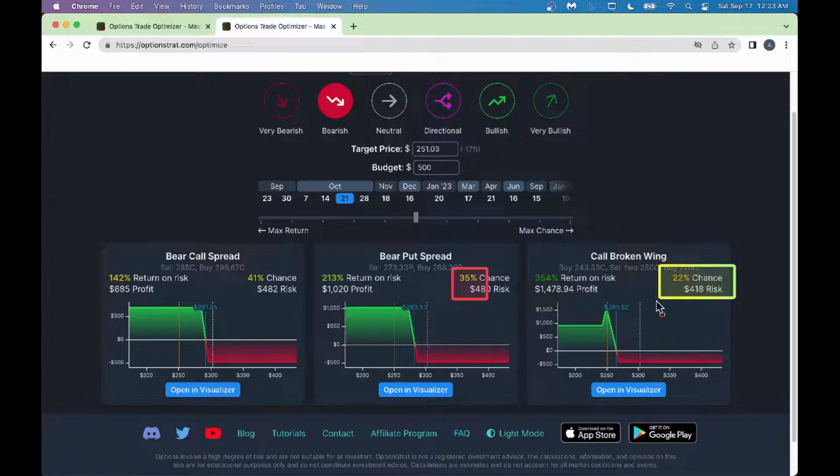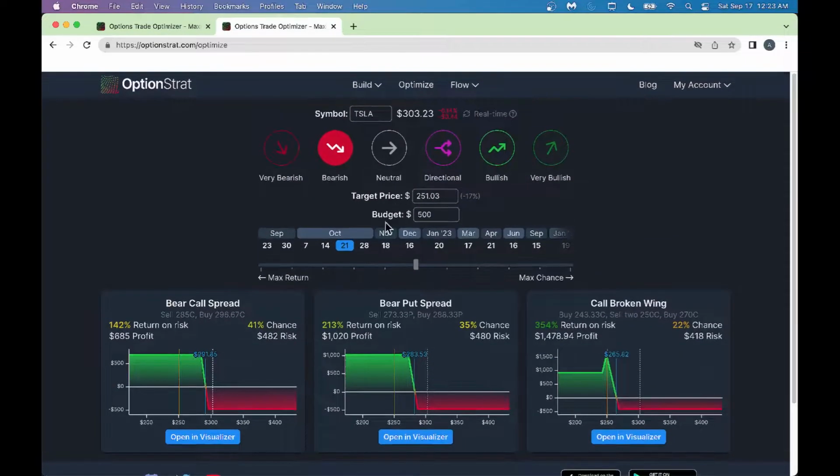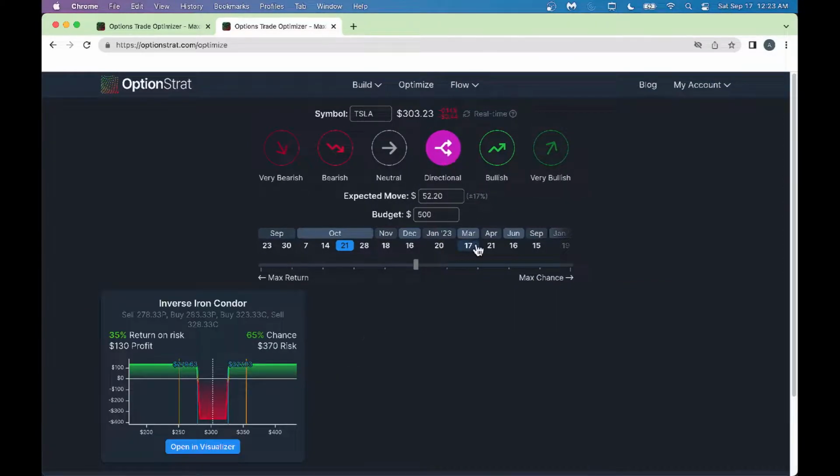By looking at this, probably you're better off with the bear put spread or even a bear call spread, because there is a nice 41% chance. That could be your best strategy here. And then you got directional strategies. You could click on directional and you get those strategies. And right now we're saying budget is $500.